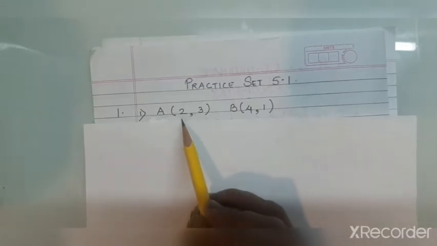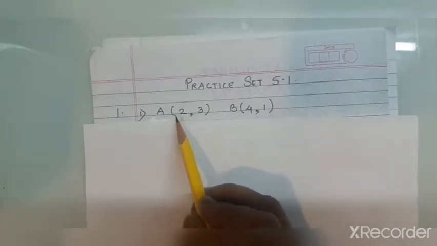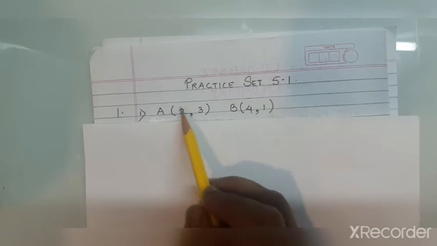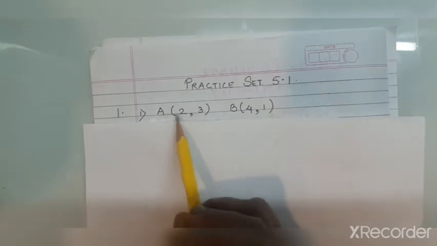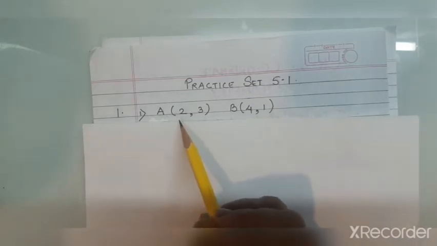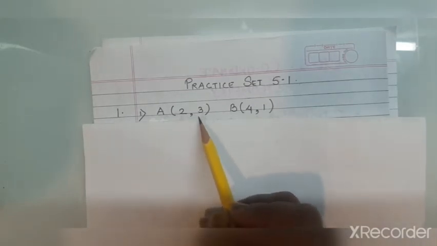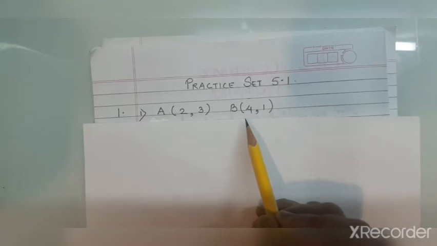Now the first sum is, they have given 2 points, point A. The coordinates of point A are 2 and 3, and coordinates of point B are 4 and 1. And as we know, the first thing written in a point is the x coordinate, and the second is the y coordinate. So here in point A, the x coordinate is 2, y coordinate is 3, and in point B, the x coordinate is 4 and y coordinate is 1.